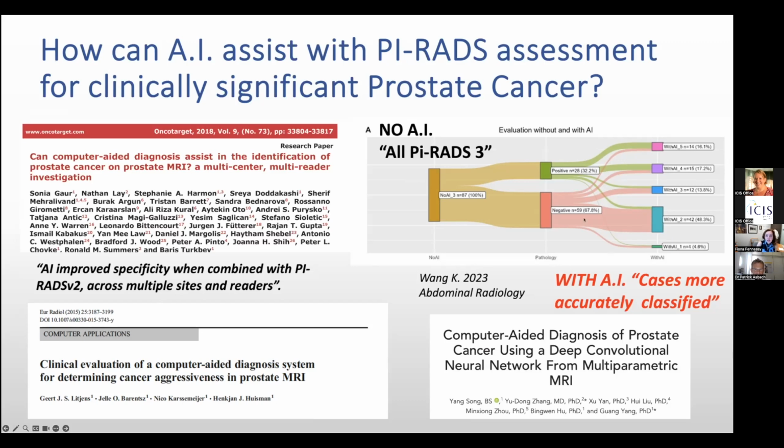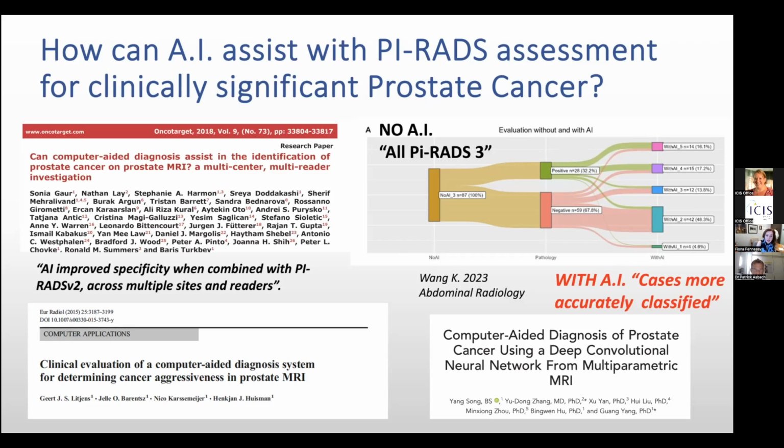If you look at this paper here by Wang et al., no AI, all PIRADS 3. This was a small number that ended up being cancer in the PIRADS 3, but you can see that when you put AI in here, it really differentiated the PIRADS 3 into those that were tumor versus those that were not tumor. So it separated things out a lot better, and there was improved discrimination of clinically significant from non-clinically significant cancers when you add AI algorithms into the mix. So in the future, it may have a positive impact on the triage of cases and on the efficiency of the radiologist.